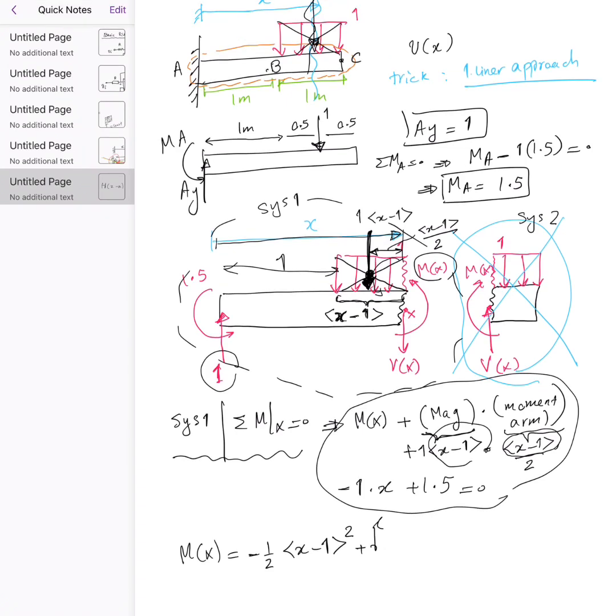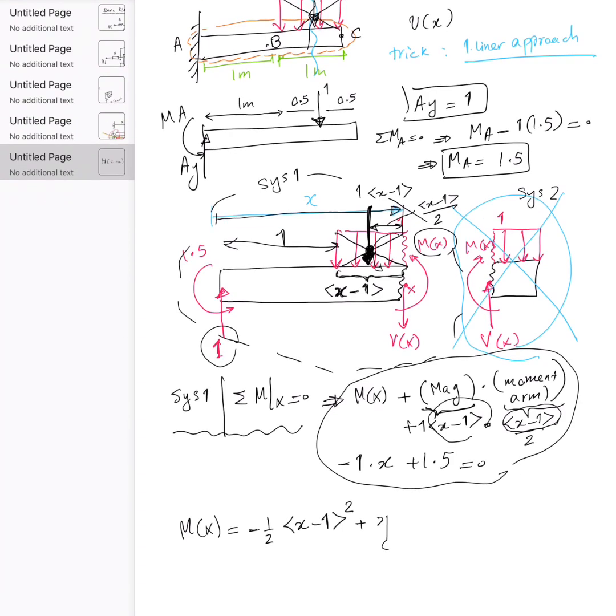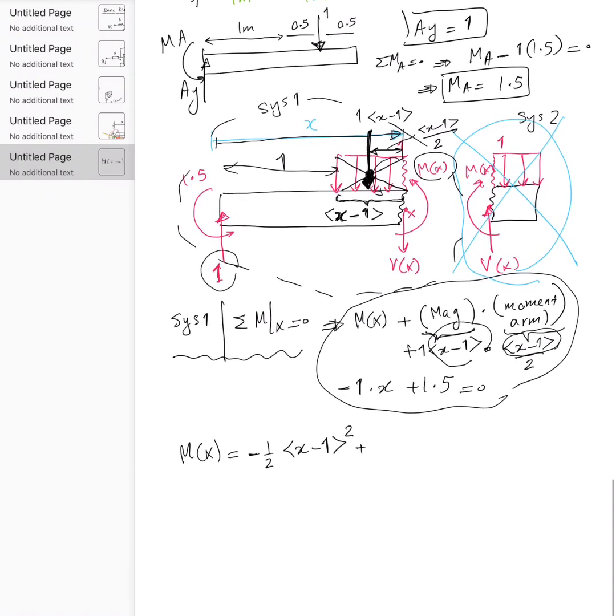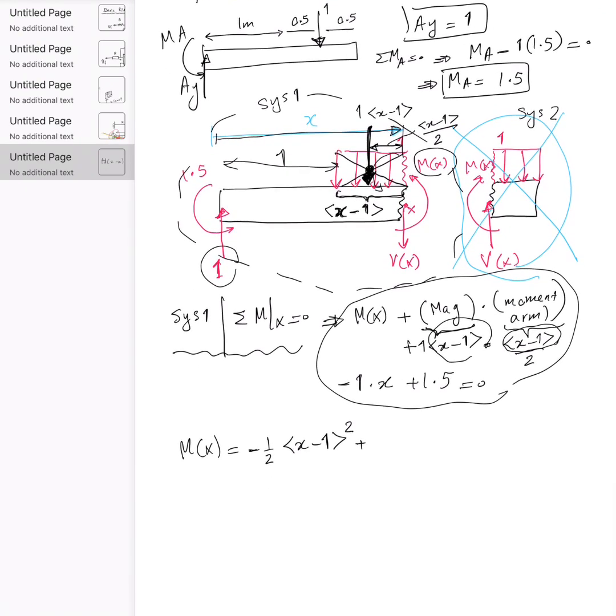Again, this iPad thing is not collaborating with us. So you get positive 1x, which is x, that's the reason I don't buy anything from Apple or Microsoft. It is not designed for us. So plus x, negative 1.5.